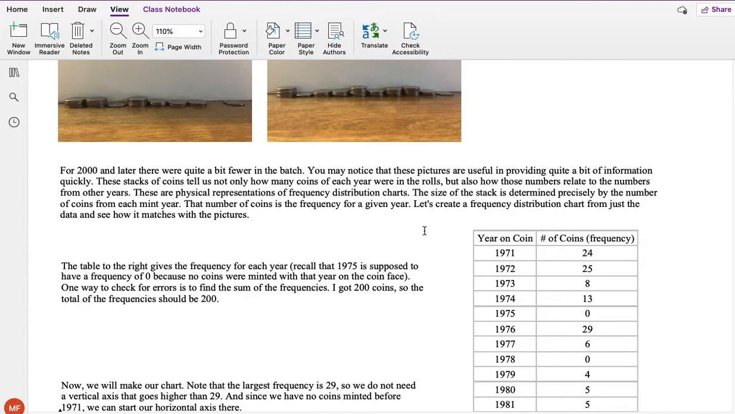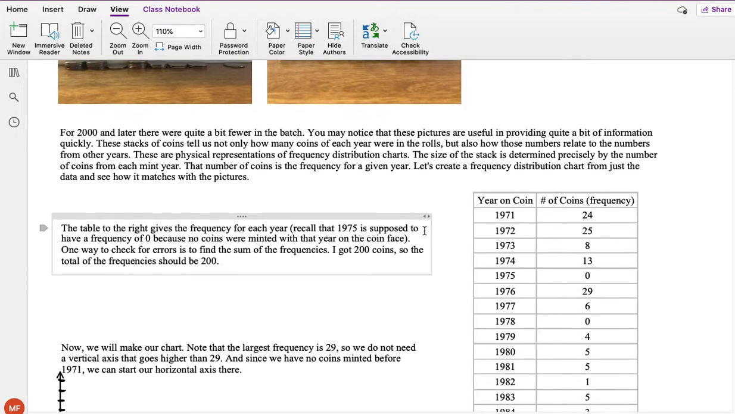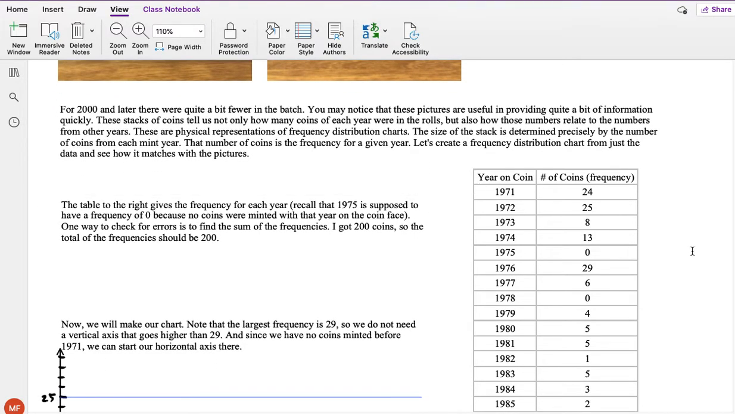Anyway, moving on. So, what I've done is I've recorded each of the years that showed up in the 200 coins that I had, and recorded the frequency of the number of coins for that year. Okay, so frequency is just a count of how many occurrences there were. So there were 24 coins minted in 1971. There were 25 coins that were minted in 1972, and so on.